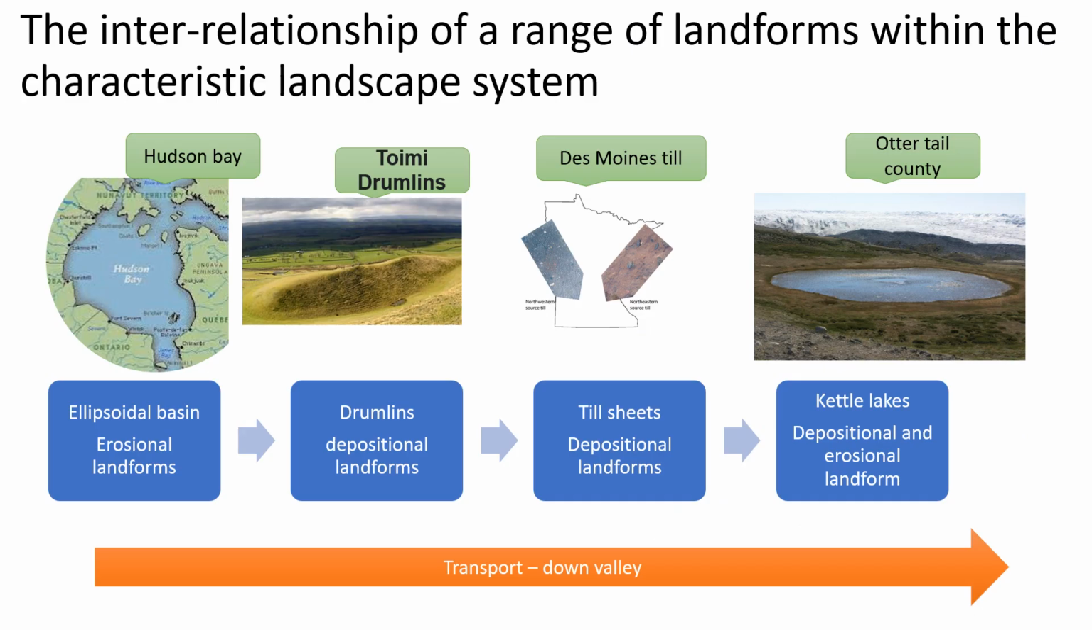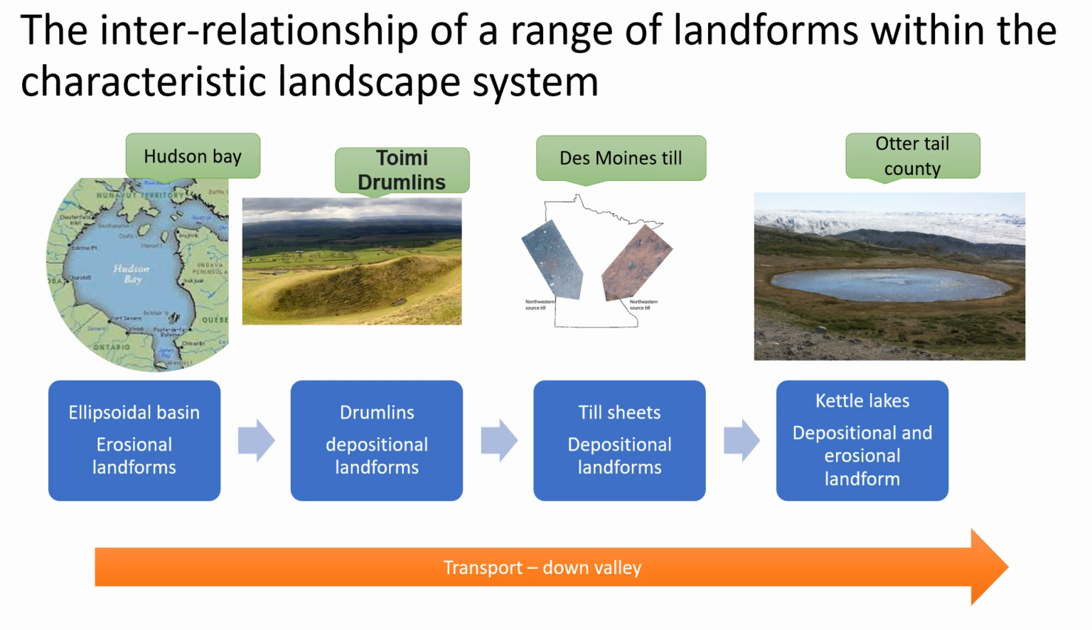Now, how do these all relate? It's a lot harder to look at how these relate to each other than it would be if you were looking at a valley glacier. Valley glaciers and the landforms there are a lot more linear. You don't really have that in the same way. You do have that starting point. You do have your ellipsoidal basin, which is the heart of your ice sheet. But ice sheets don't move in one direction.